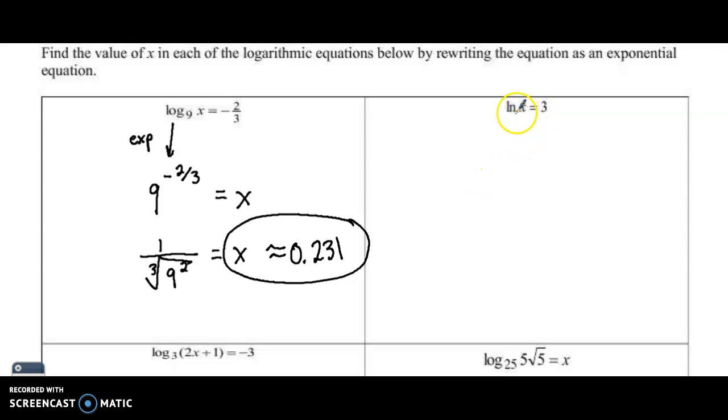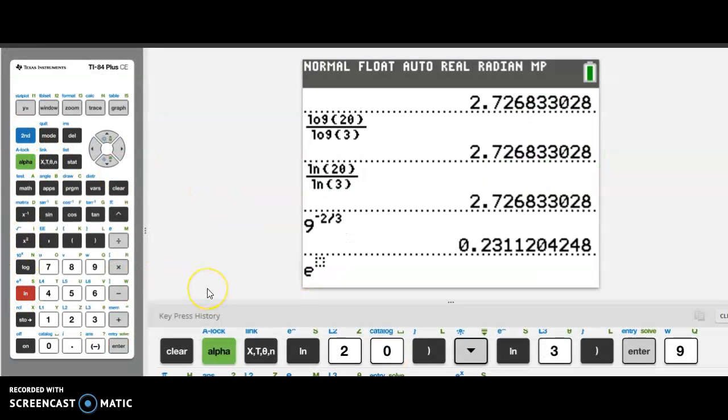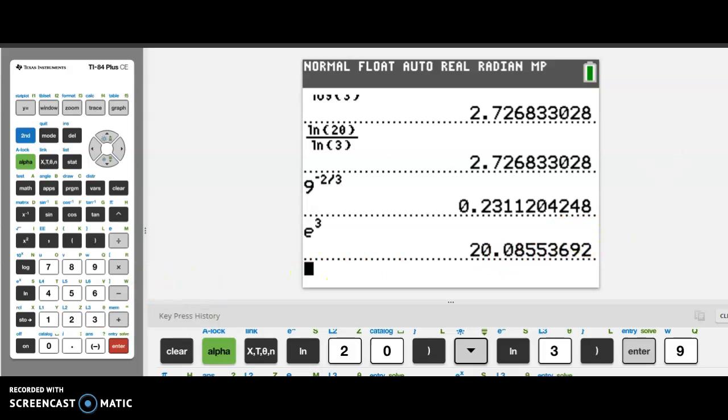So in this problem, I would expect you to know the implied base is e. So change it to exponential form. It's e to the 3rd power will equal x. So without a calculator, leave your answer like this. Otherwise, go to your calculator, hit second ln, because we use e to a power so often, and that's what we're going to see, 20.086.